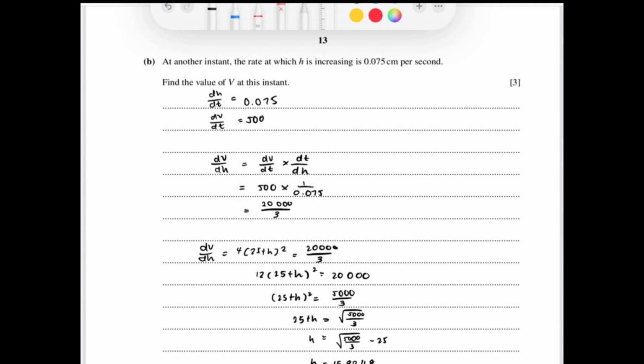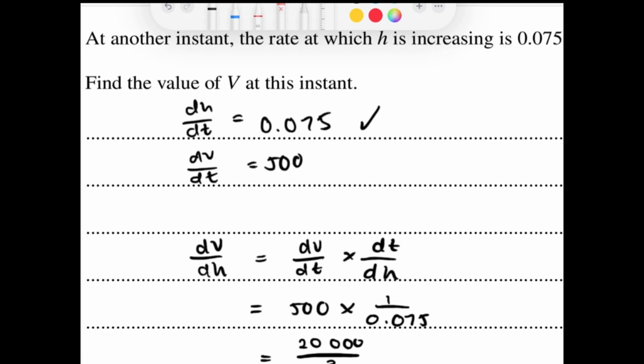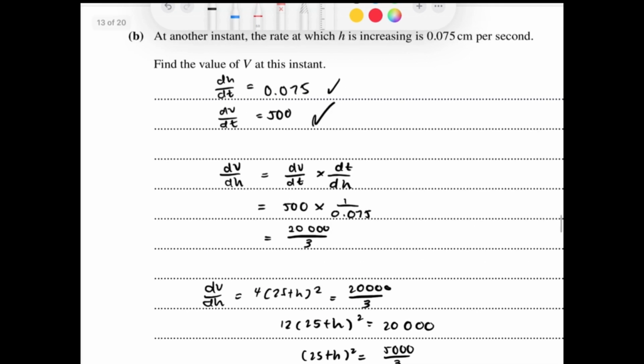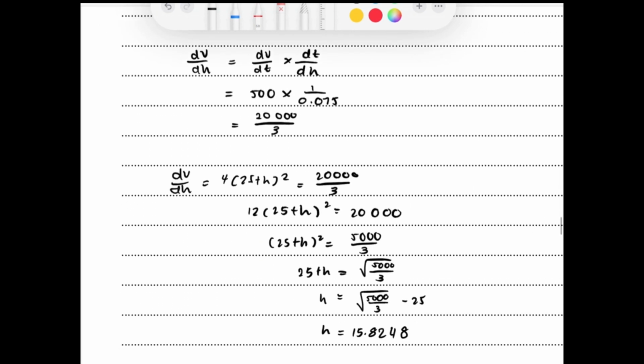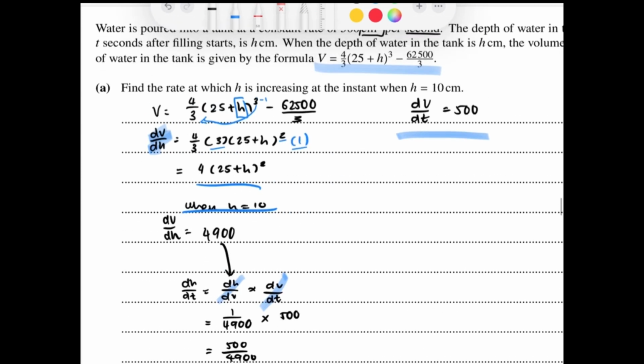So for question B, we also have to find V, but this is another instant at which the rate at which h is increasing is 0.075. So then we know dh over dt is 0.075, and we know from the initial question it's always going to pour at a constant rate of 500 cm³ per second. So that's what I got. So now we want to find V, right? We already know dV over dh from here.